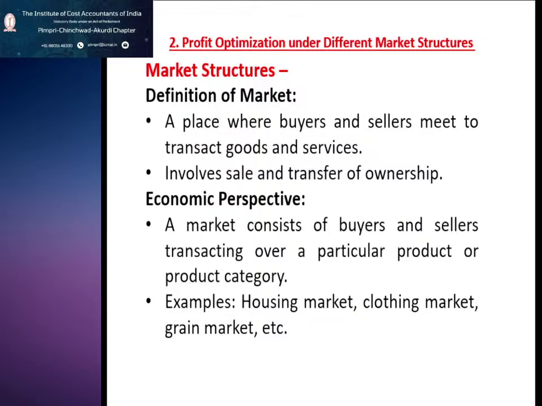Yeah, then we saw the economic perspective of the market. The market always consists of buyers and sellers transacting over a particular product or product category. We saw housing market, clothing market and a grain market as examples of economic perspective.